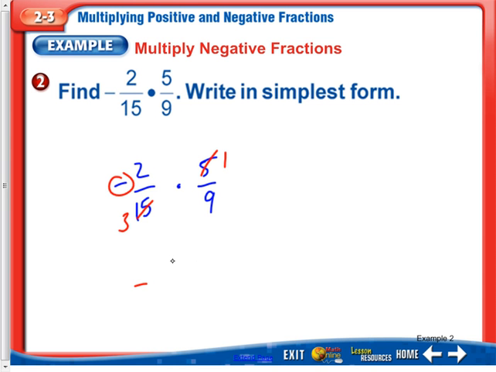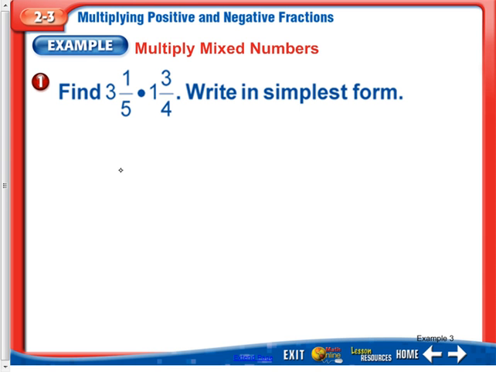2 times 1 is 2. 3 times 9 is 27. All right, and it's negative 2 over 27. That is in simplest form. And so that's as far as I can go. So if you get an assignment out of the book, it's important that you go ahead and copy this down just like we are, so that way you can show the work and show me how you are simplifying it.